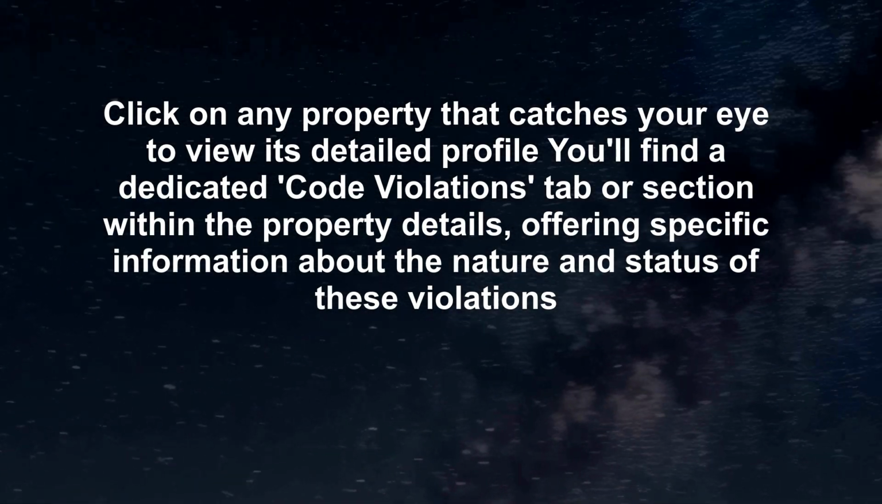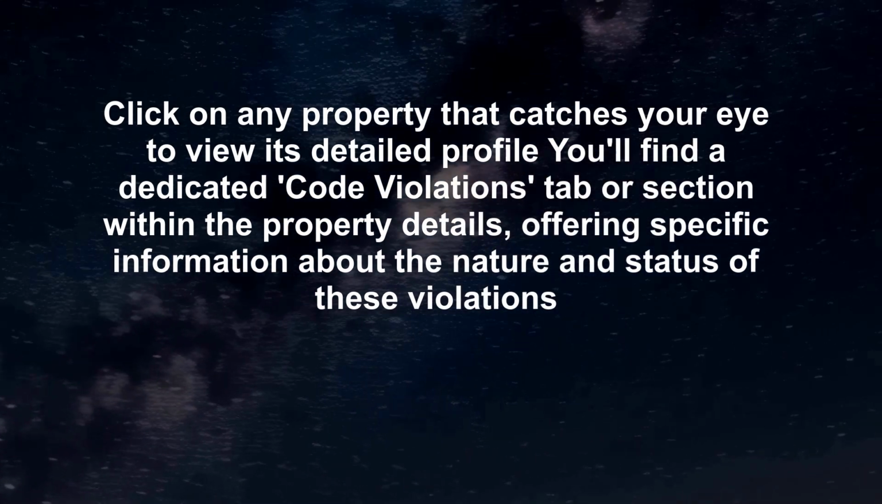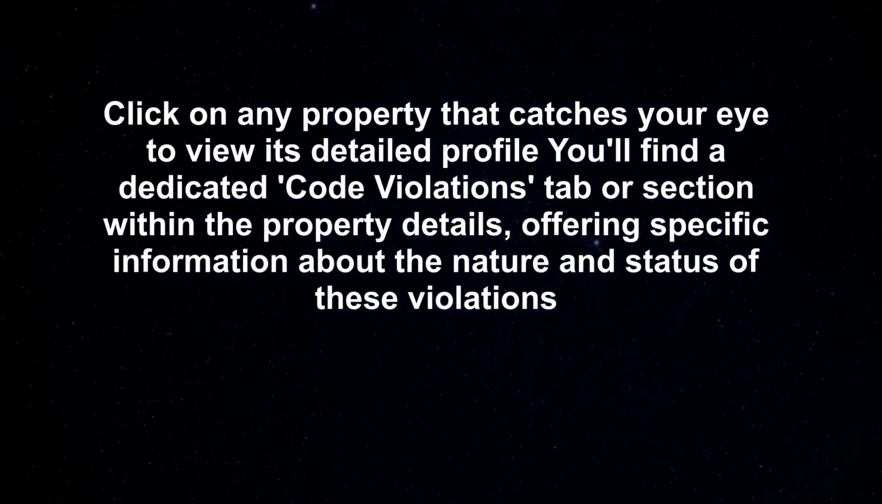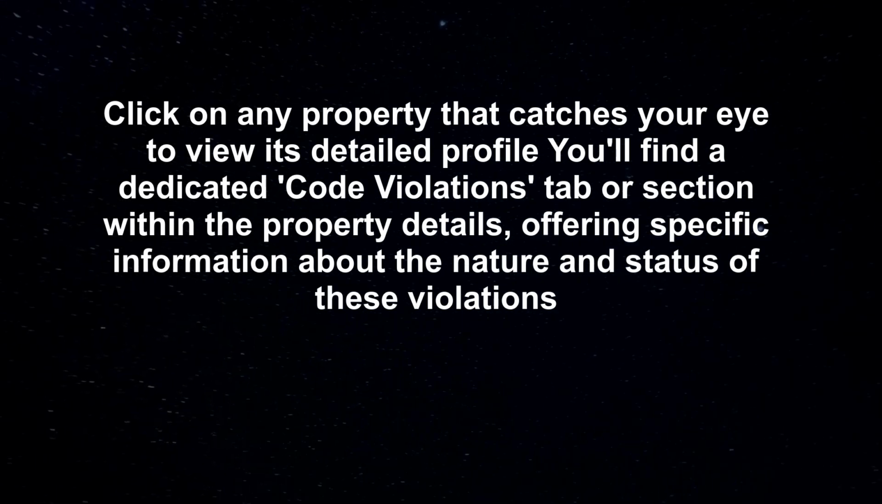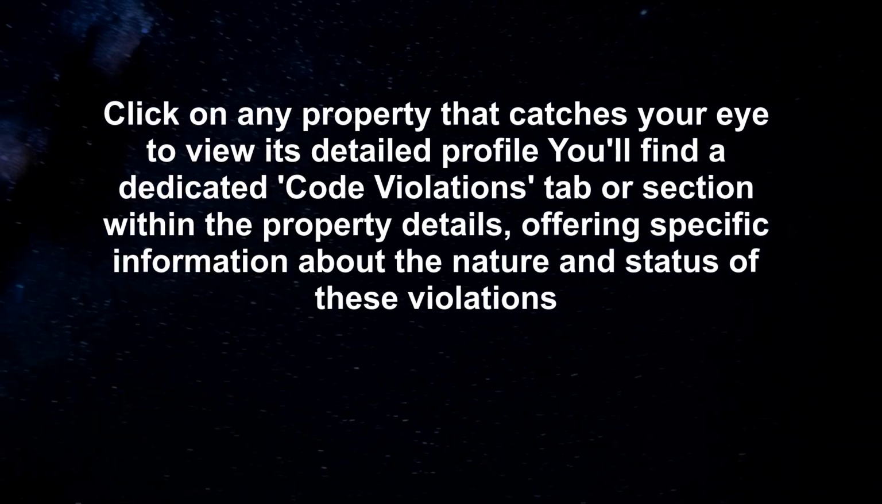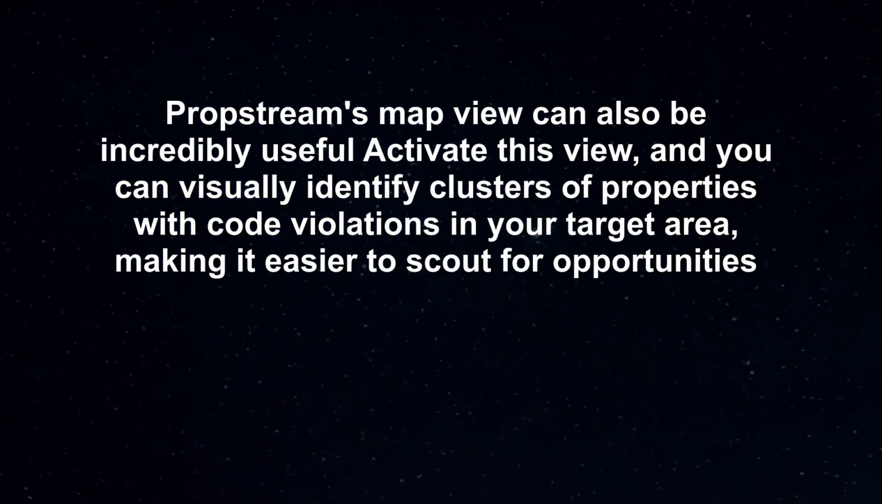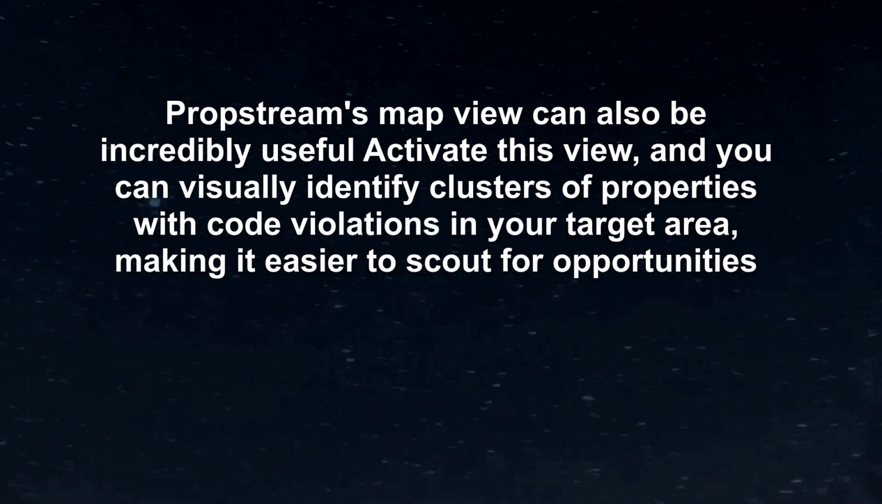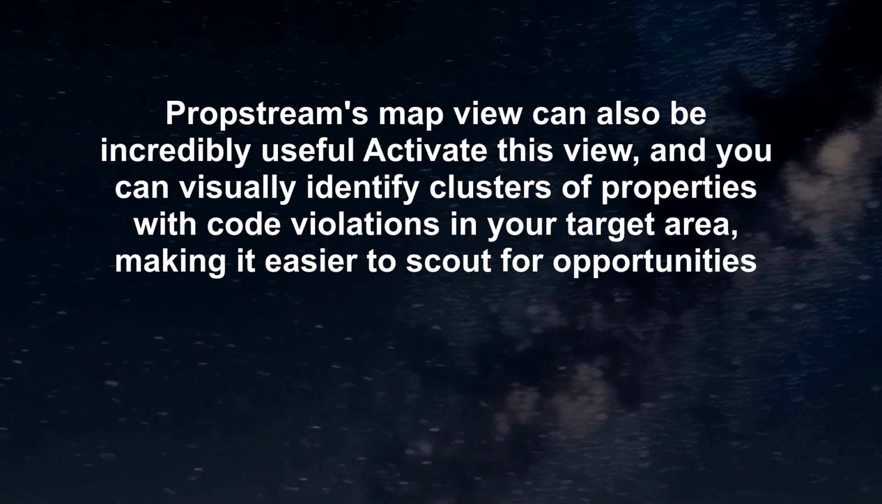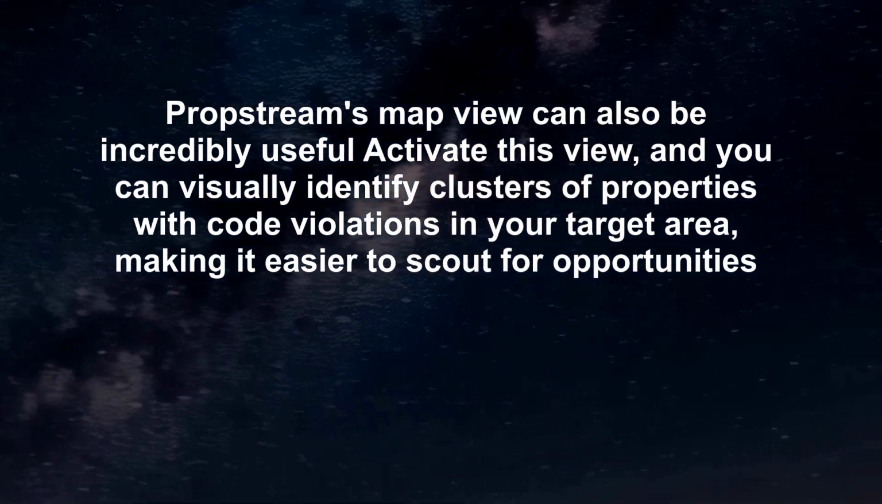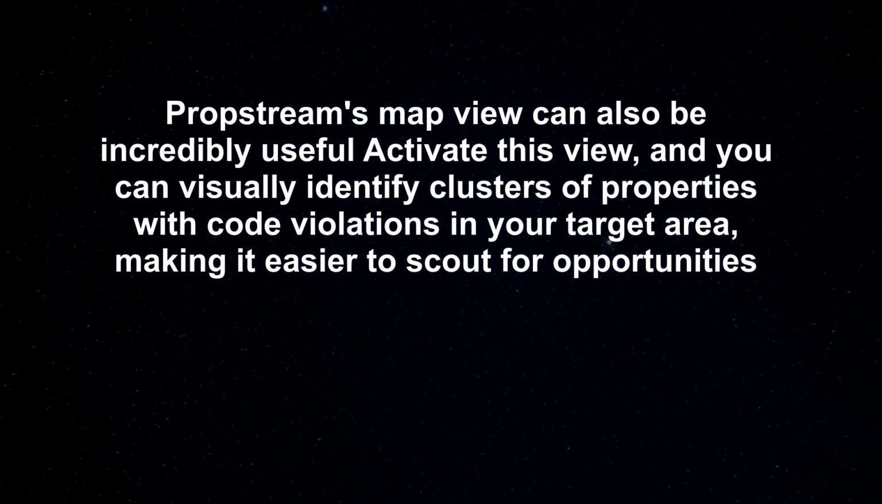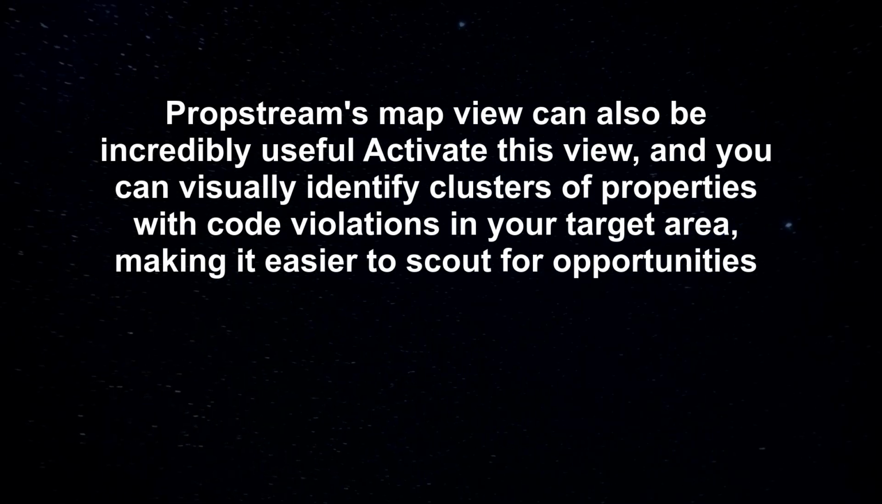You'll find a dedicated Code Violations tab or section within the property details, offering specific information about the nature and status of these violations. Propstream's map view can also be incredibly useful. Activate this view, and you can visually identify clusters of properties with code violations in your target area, making it easier to scout for opportunities.